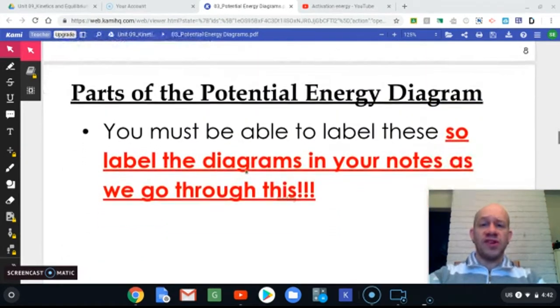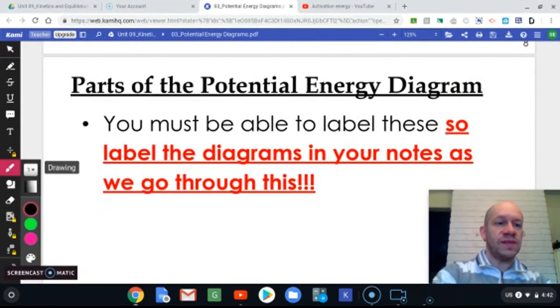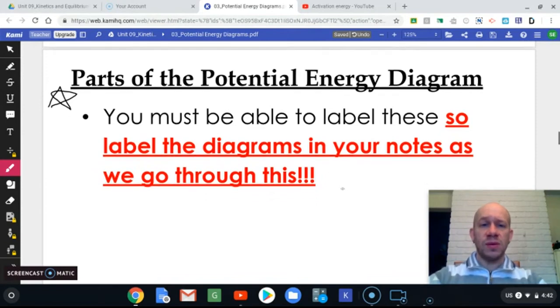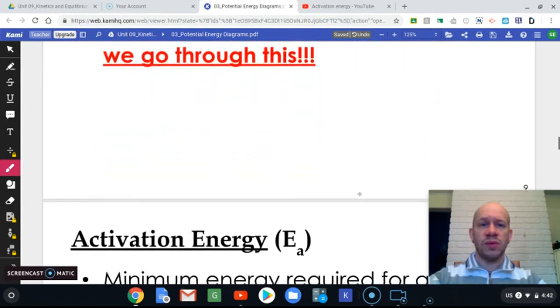Parts of the potential energy diagram. This is one of our key concepts for this whole course. This is one of the important diagrams that we expect you to understand. So you must be able to label these. So label the diagrams in your notes as we go through this.